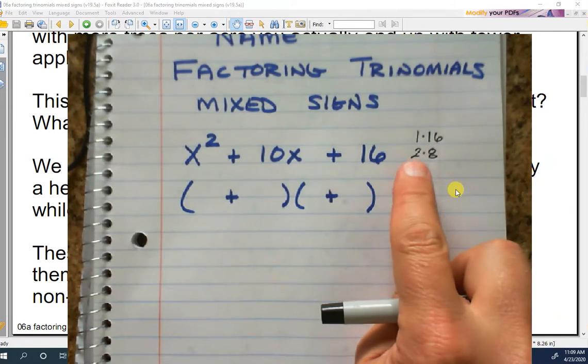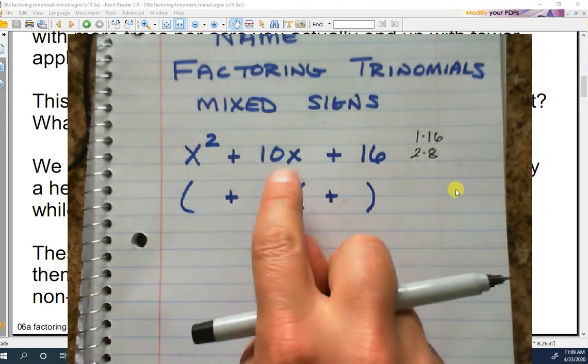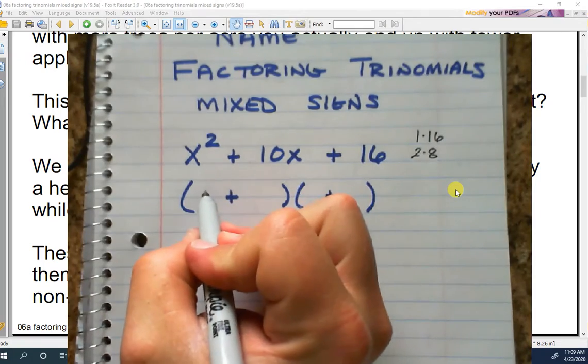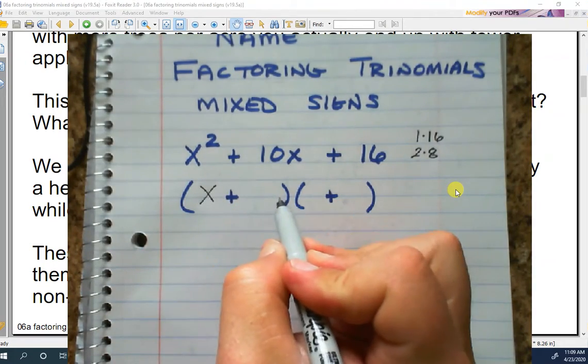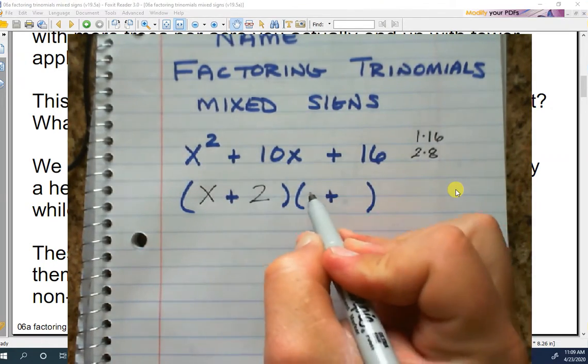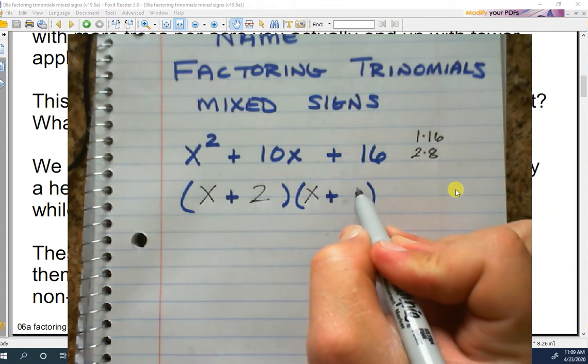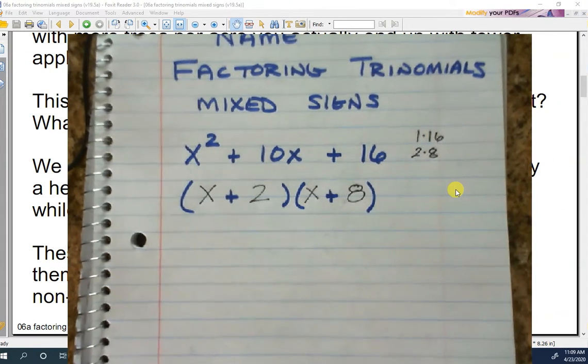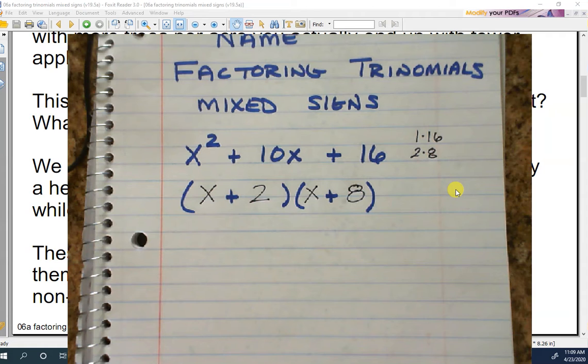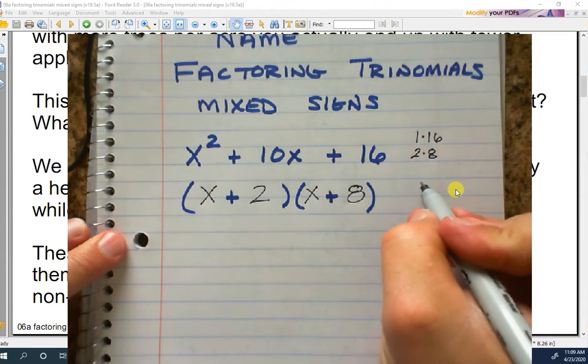It's the 2 and the 8, isn't it? Because 2 plus 8 gives me my 10. So my answer is x plus 2, x plus 8. This is all positive.